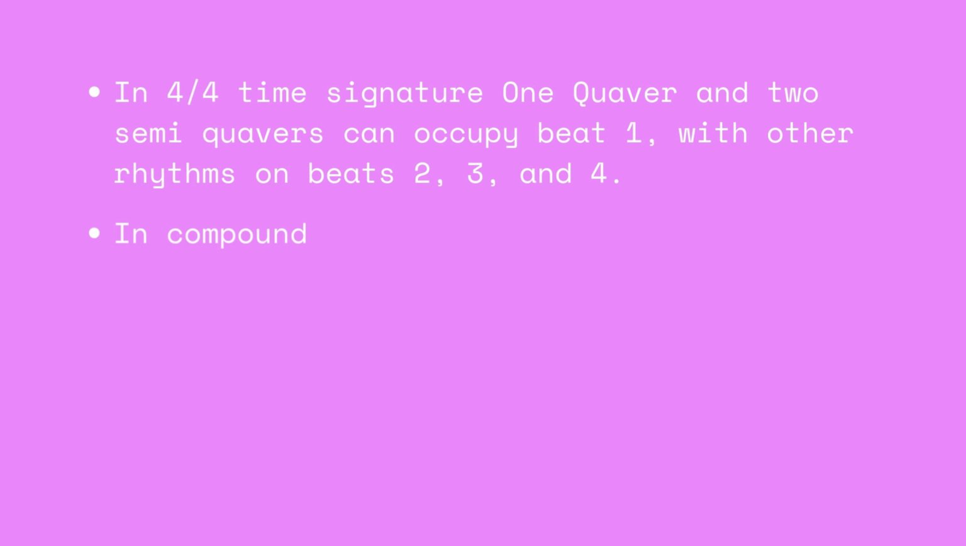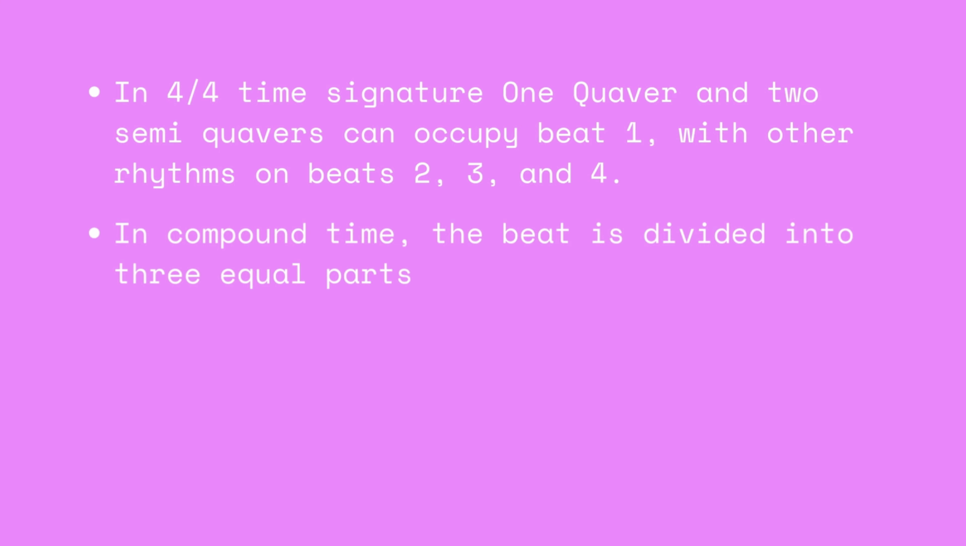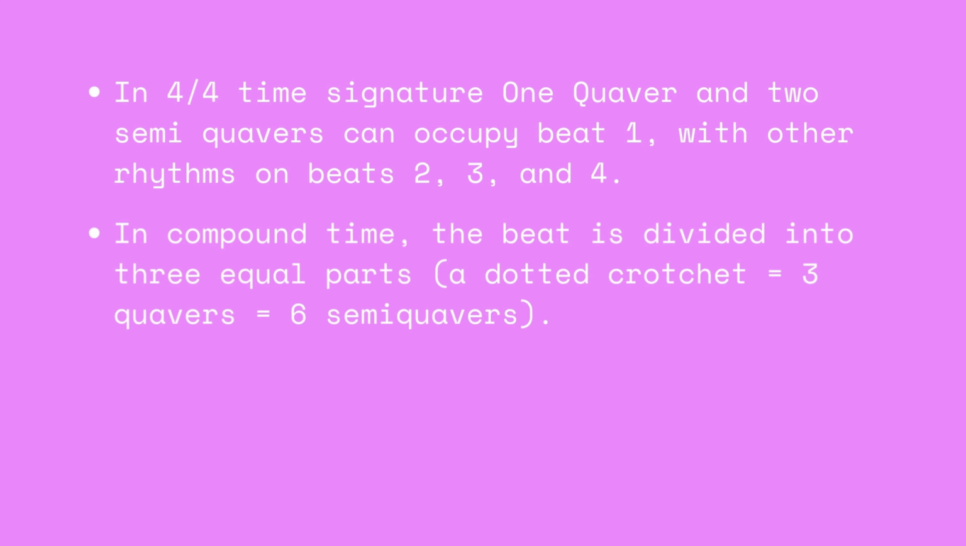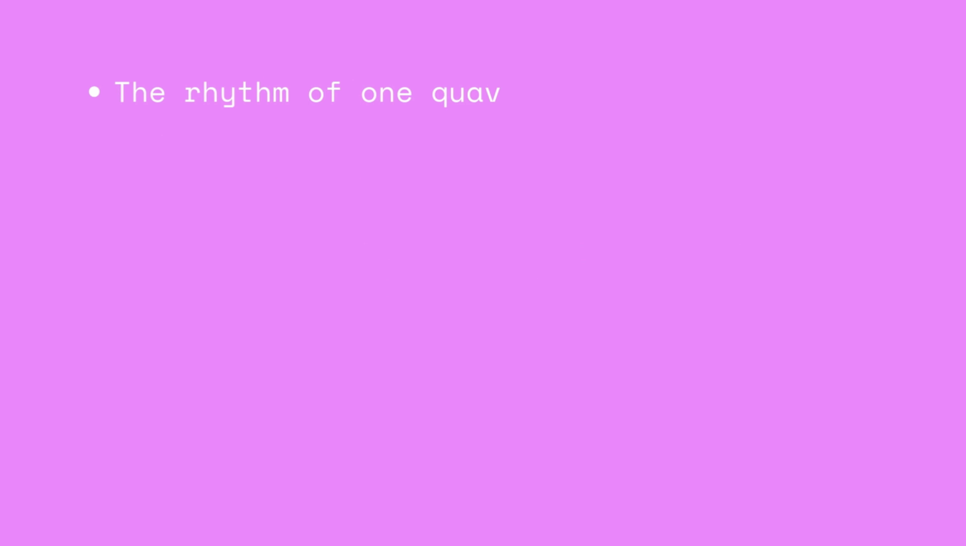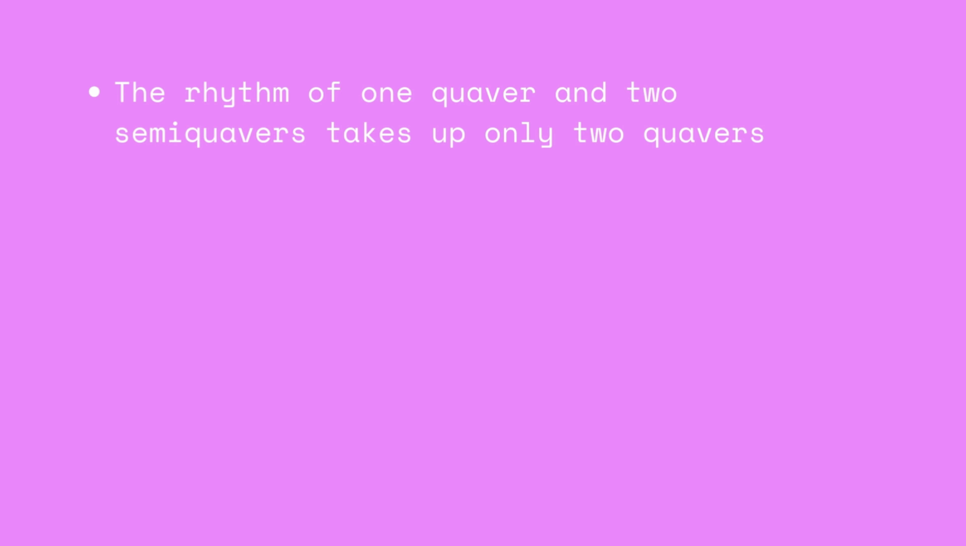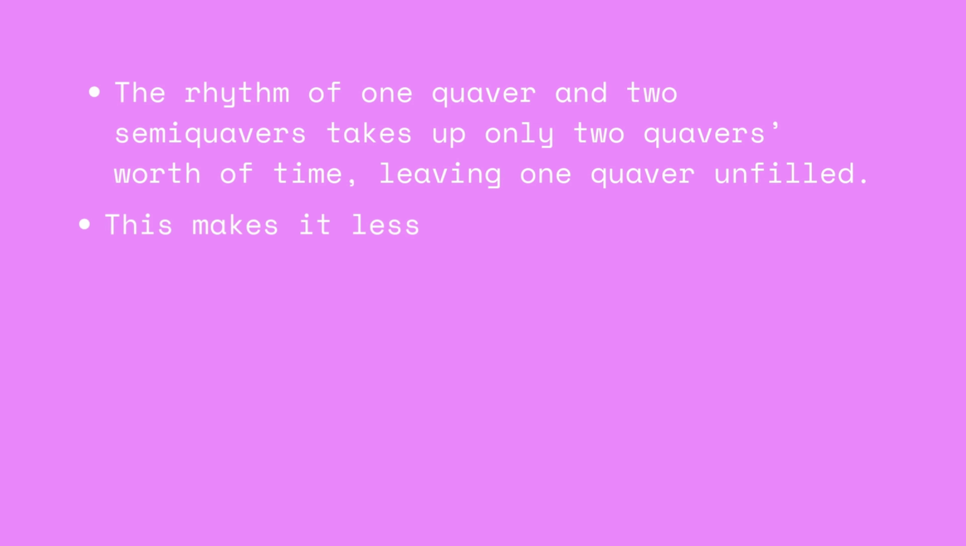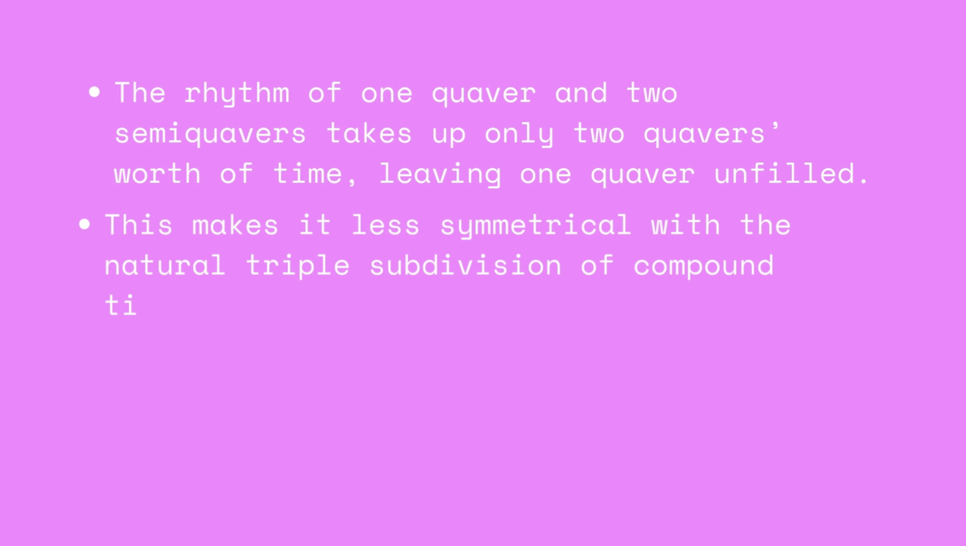While in the compound time signature, the beat is divided into 3 equal parts. A dotted crotchet is equal to 3 quavers or 6 semiquavers. The rhythm of 1 quaver and 2 semiquavers takes up only 2 quavers' worth of time, leaving 1 quaver unfilled. This makes it less symmetrical with a natural triple division of compound time.